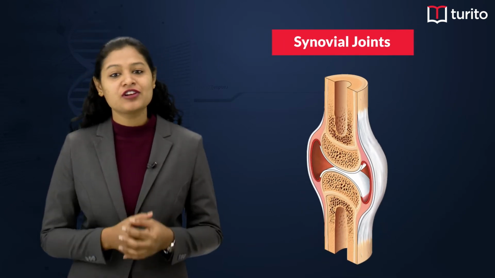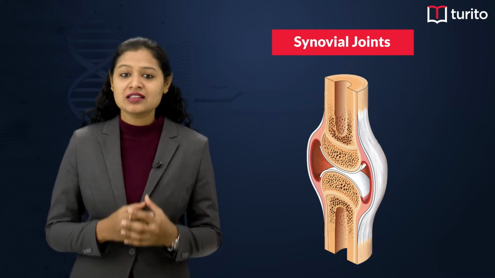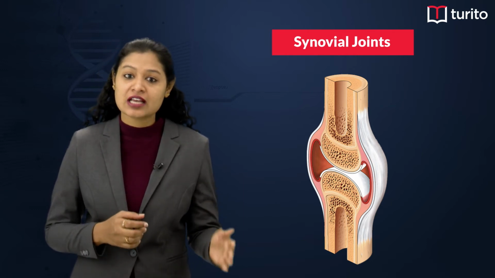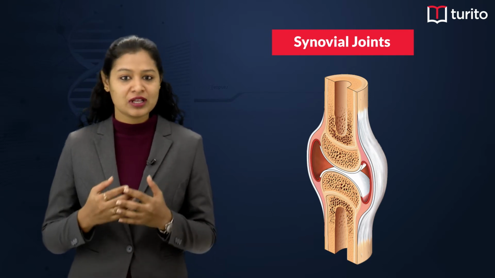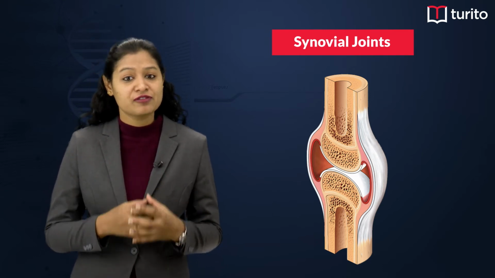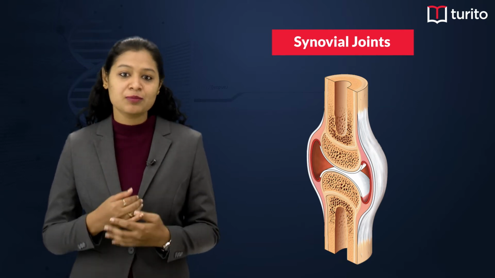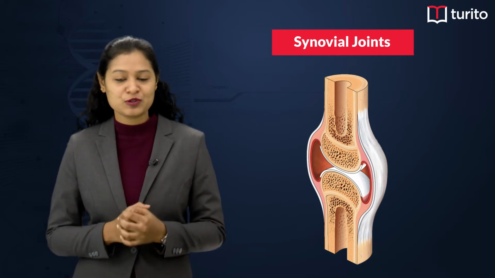These joints are the freely movable joints and also called Diarthrosis. In this we see that the bones are covered by a specific membrane called the synovial membrane, which encloses a cavity called synovial cavity. In this cavity we see that there is presence of a fluid called synovial fluid, which will help in nourishing the bones, and also it is acting like a lubricant, allowing the bones to move.